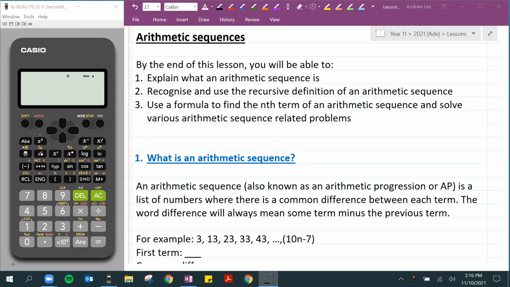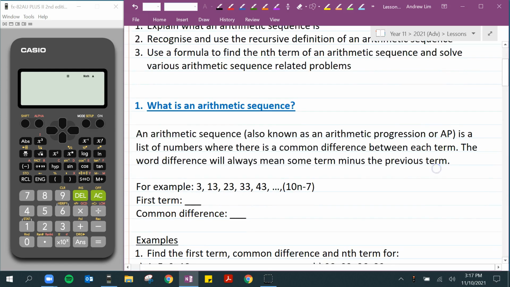Now, I find arithmetic sequences a bit of a tongue twister, so I'm just going to be referring to them as APs, also known as arithmetic progressions. By the end of this lesson, you'll be able to explain what an AP is, recognize and use the recursive definition of an AP, use the formula to find the nth term of an AP, and solve various AP-related problems.